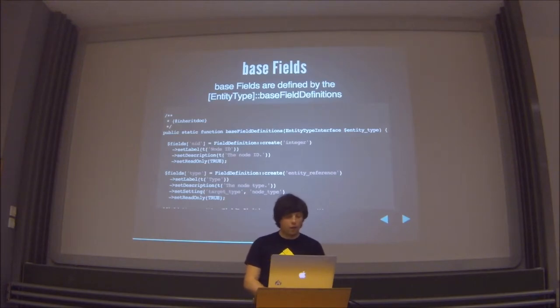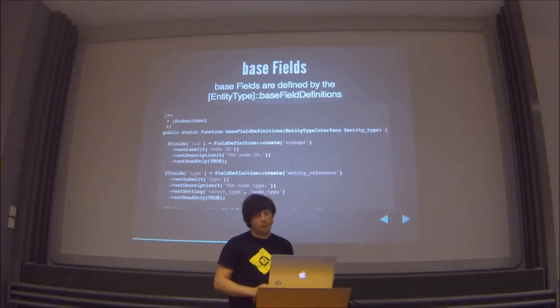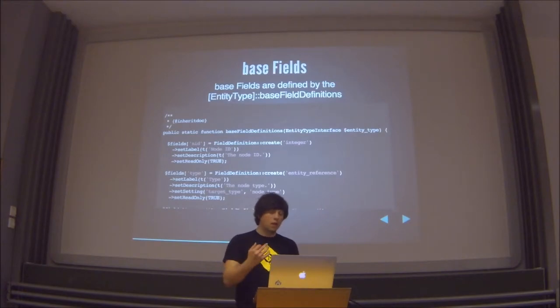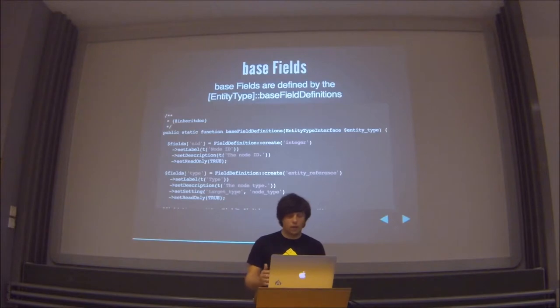And then we have new fields with behavior. For example, we have the created field, and the field type is created, not timestamp or integer. This means the field class has behavior. So this means if I save an entity for the first time, the created timestamp is created or saved automatically.